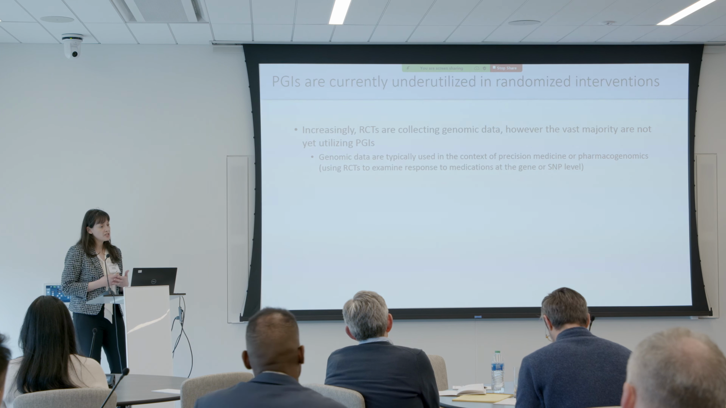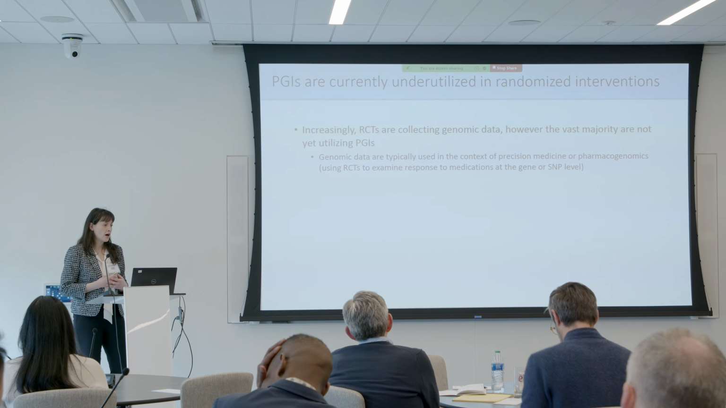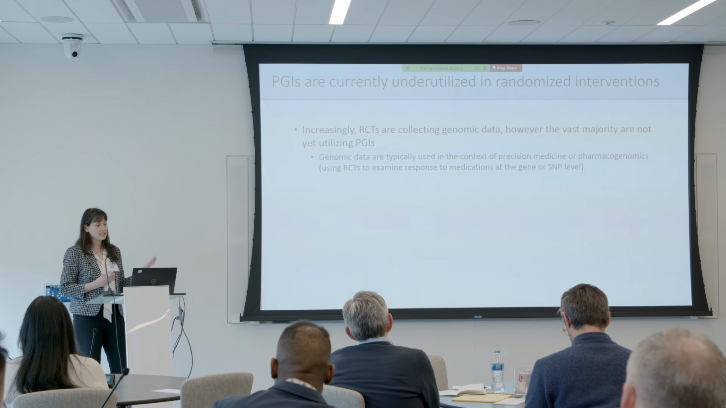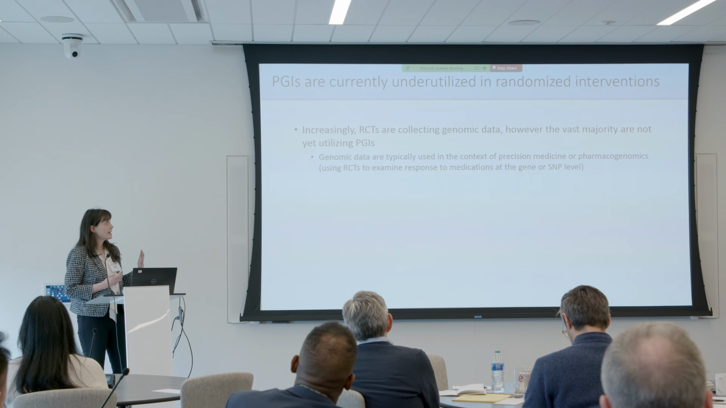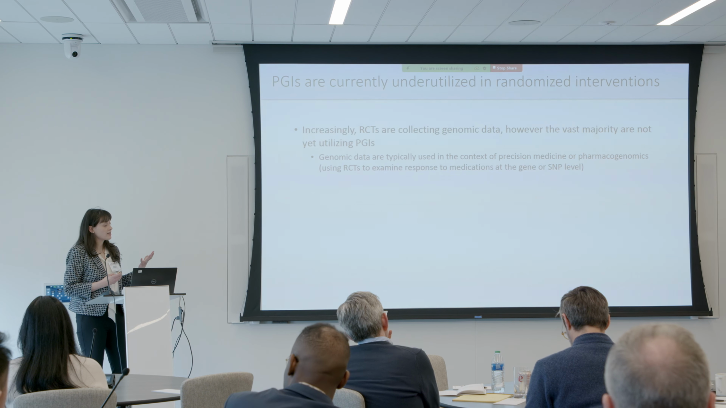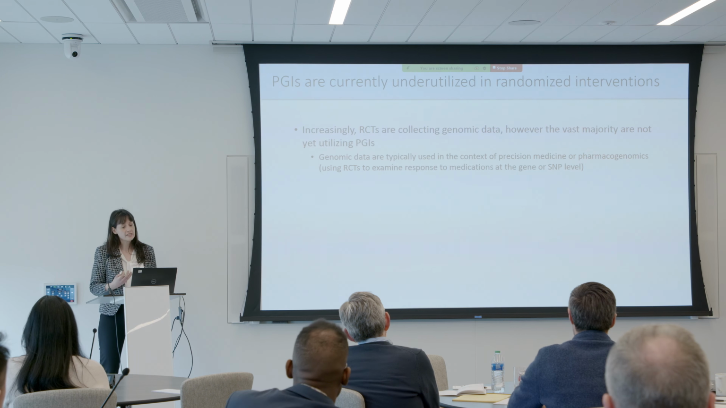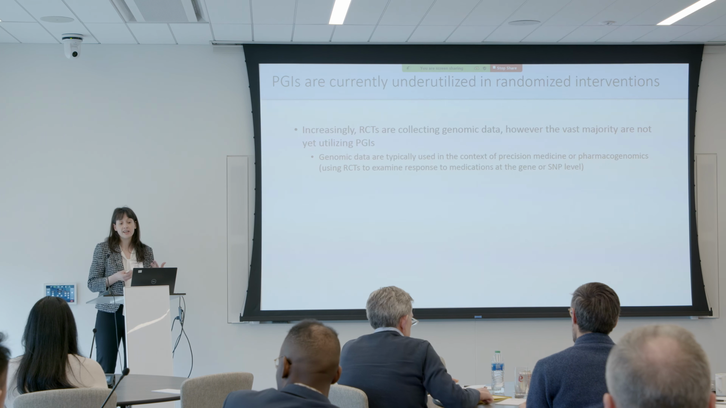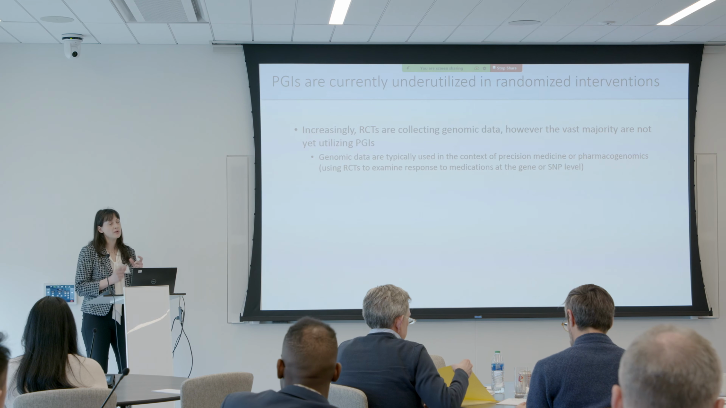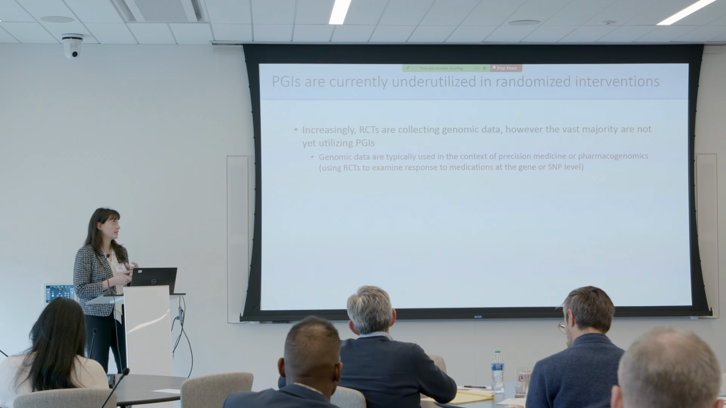However, currently PGIs seem to be rather underutilized in randomized interventions. RCTs are increasingly collecting genomic data. However, they're not yet utilizing PGIs. And I think this is really because genomic data are typically used in the context of precision medicine or pharmacogenomics. So these clinical RCTs are using genomic data to examine response to medications at the gene or SNP levels. They're really looking at drug-SNP interactions in the context of precision medicine.